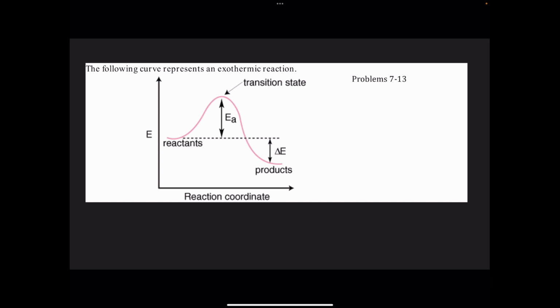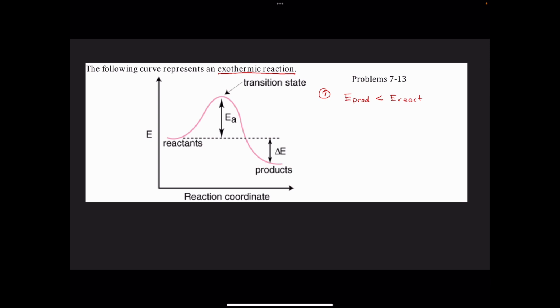Now, the next curve on our worksheet is representing an exothermic reaction. Notice that we'll see the same features. We start with the energy of our reactants, we end with the energy of our products. The difference is going to be what their energy levels are. So in this case, my reactants start higher in energy. And so what we're going to find here is that the energy of my products is less than the energy of my reactants.